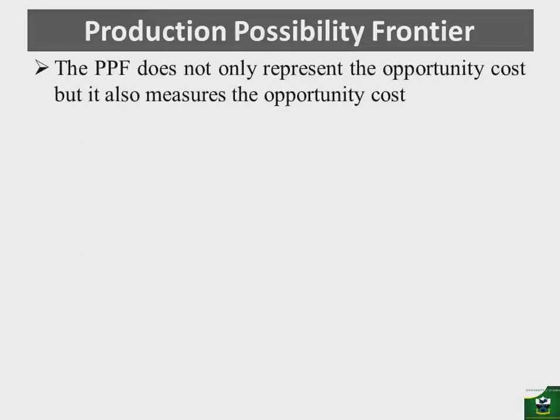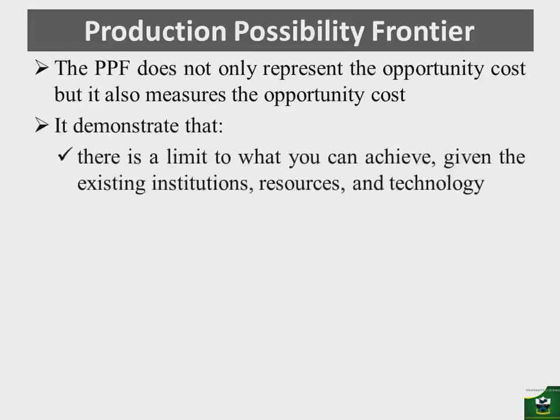Okay, so let's turn to the need for choices. So we see that the production possibility frontier does not only represent opportunity cost, but it also measures the opportunity cost. In short, it demonstrates that, number 1, there is a limit to what you can achieve given the existing institutions, resources, and technology. There is a boundary, and therefore, given all your resources and technology, you cannot produce more than the resources you have.